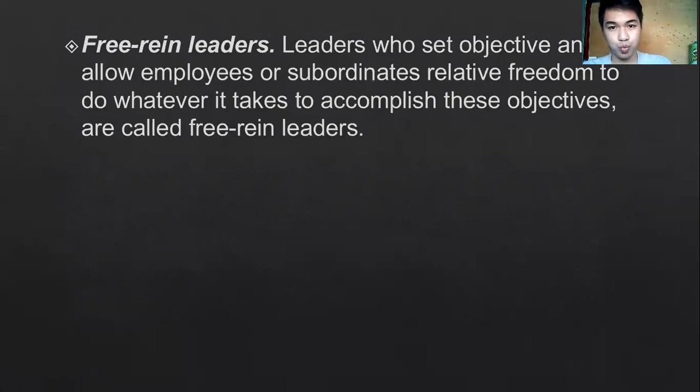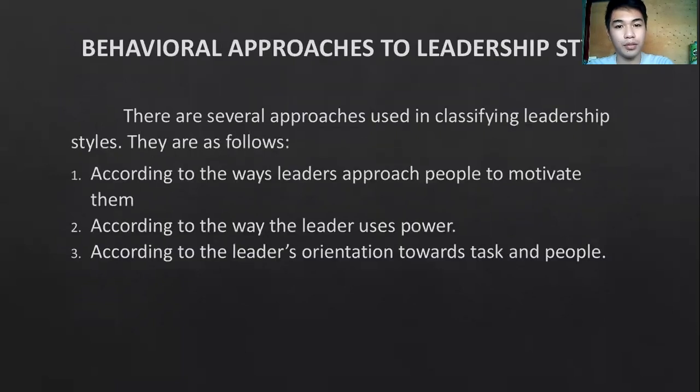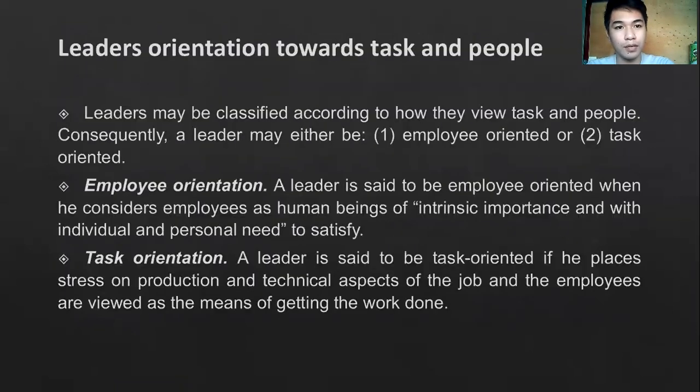The next one, the final behavioral style, is leaders' orientation towards tasks and people. Leaders may be classified according to how they view tasks and people. A leader may be employee-oriented or task-oriented. The first one is employee orientation. A leader is said to be employee-oriented when he considers employees as human beings of intrinsic importance with individual and personal needs to satisfy. That is when you can call a leader employee-oriented.